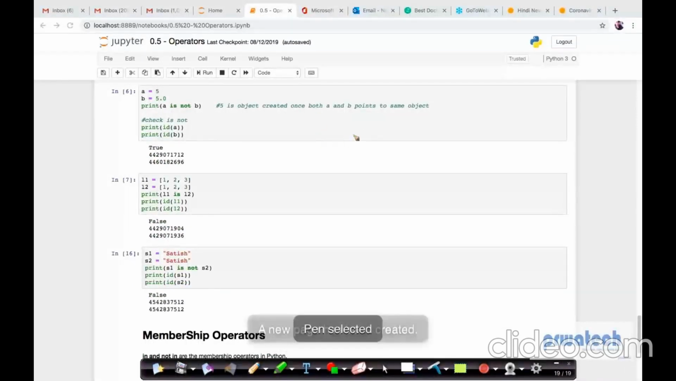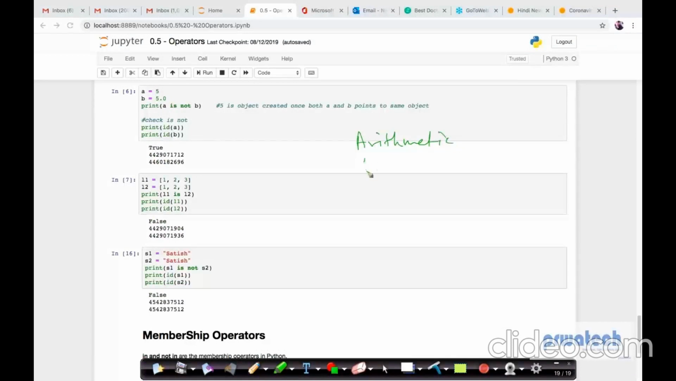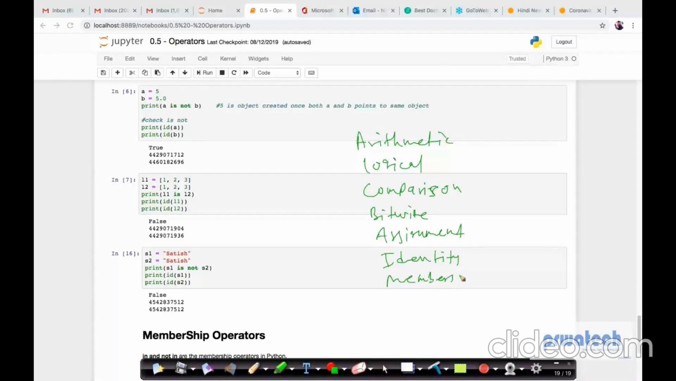Can I just get the quick names? Arithmetic operator, logical operator, comparison or relational operator, bitwise operator, assignment operator. This is special: identity and membership. So total 4 plus 3, 7 different operators we have.